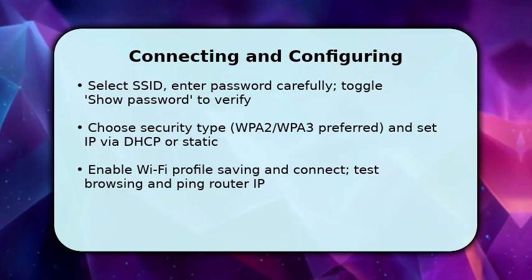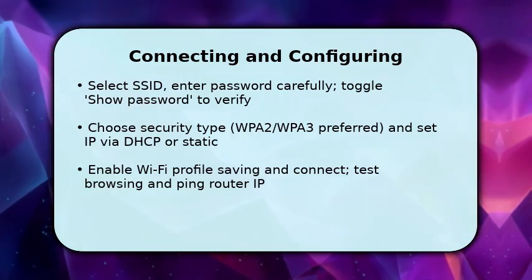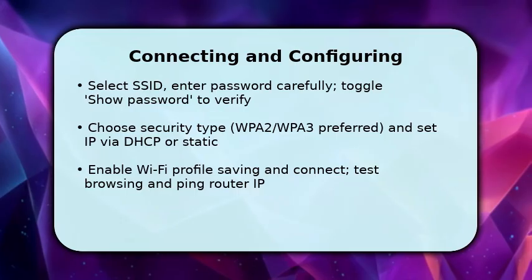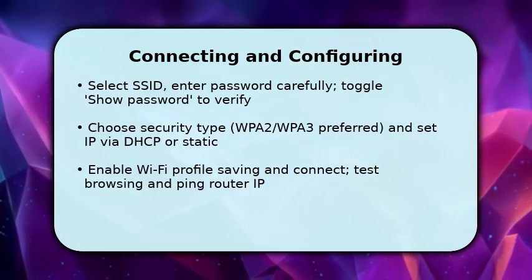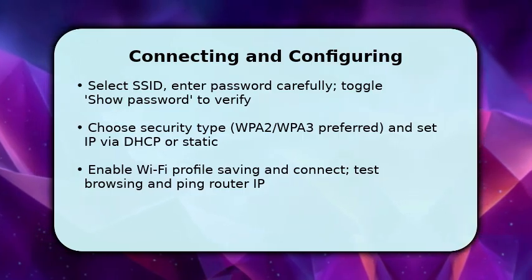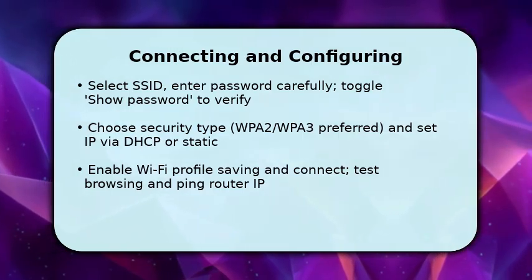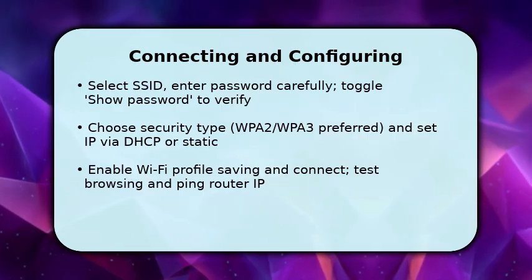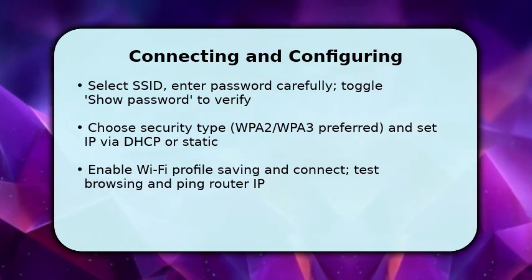Next, confirm the security type, prefer WPA3 or WPA2, so encryption is correct. Your computer will usually use DHCP to obtain an IP automatically. Only use a static IP if you know gateway, subnet mask, and DNS. Save the network profile for automatic reconnection.